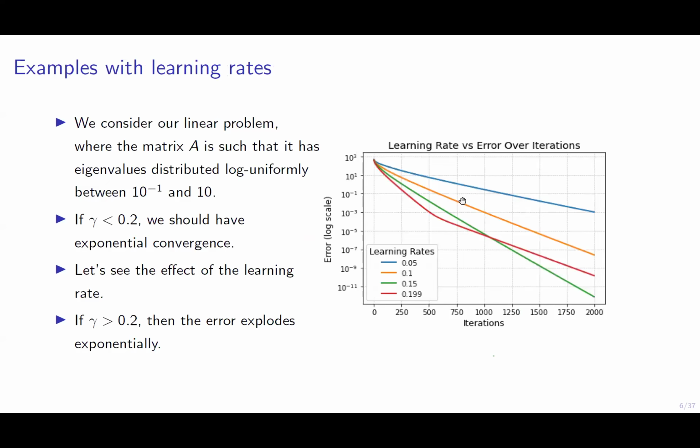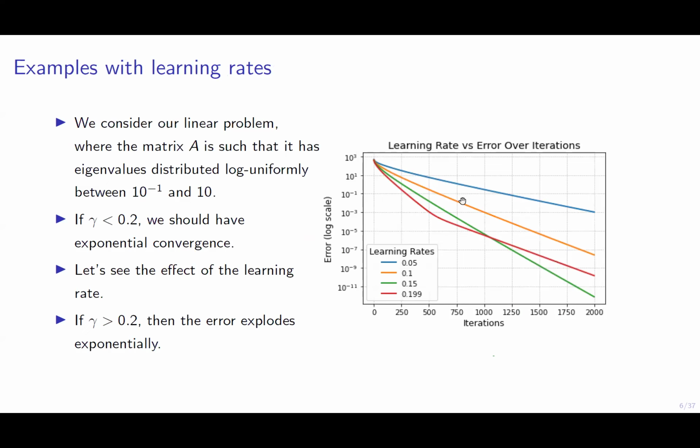We can see this in a really, really simple toy model. What I've done is I've taken this matrix A to be some matrix where I've taken its eigenvalues to be log uniformly distributed between 0.1 and 10. So 0.2 is this sort of limiting learning rate where things start to explode, so I don't think about what happens here. And we just want to have a quick look at this plot.